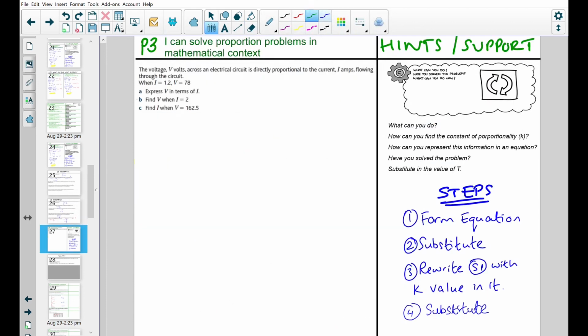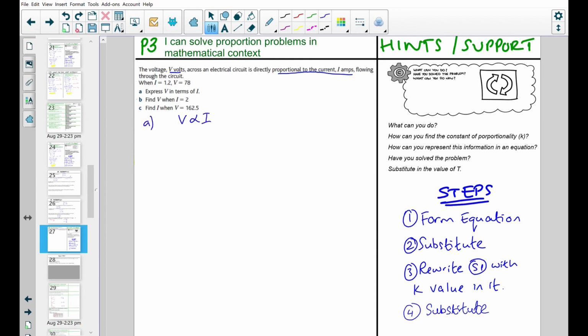Moving on to P3, here is an example. On the right hand side, we have the support and the hints and the steps again. And on the left hand side, here are the questions. Voltage V across an electrical circuit is directly proportional to the current. Again, how could I express this mathematically? So V is directly proportional to I for current.